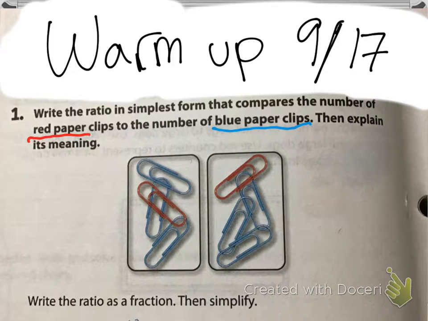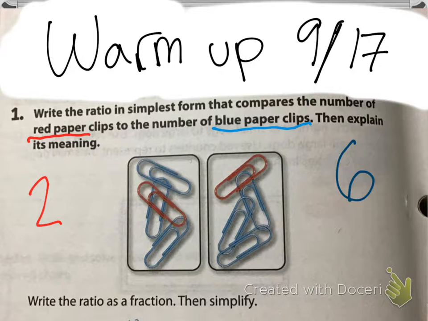Now, let's see. Carmen, how many red paper clips do we have? We have 2 red paper clips. And how many blue paper clips do we have, Rocco? 6. Excellent. I know it's kind of hard to see that red, so I'm going to change it to a darker red. Blue. 6 blue. So, how would we write this?